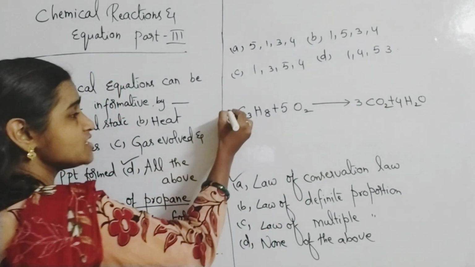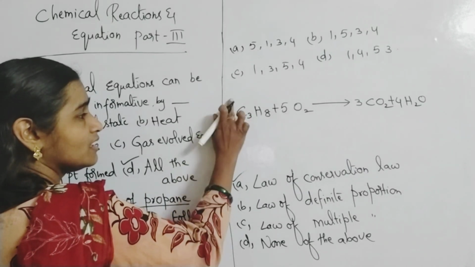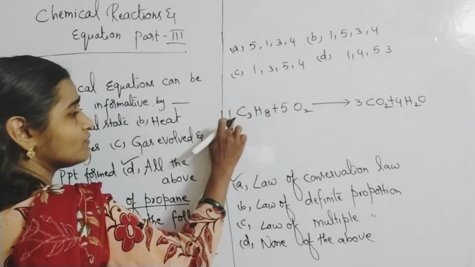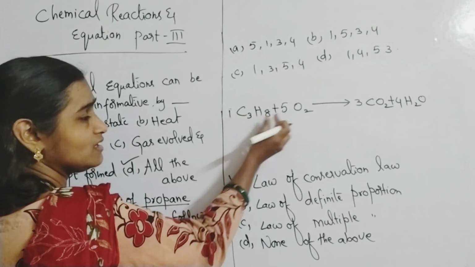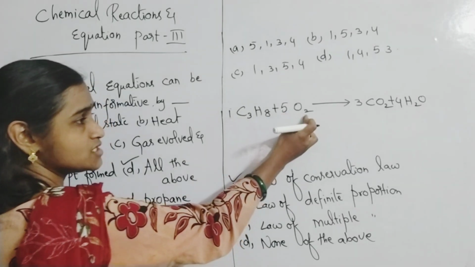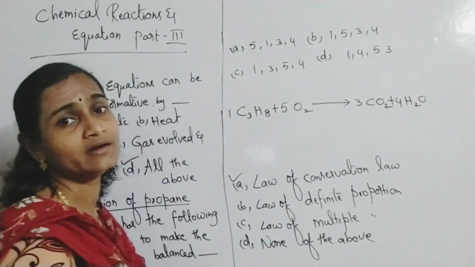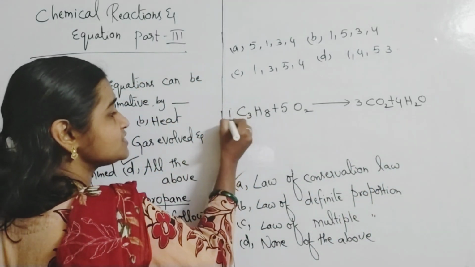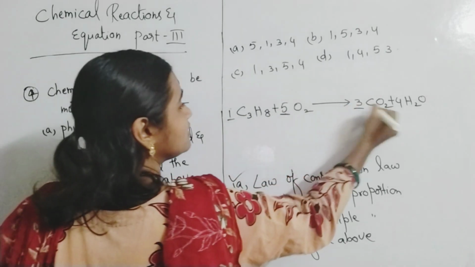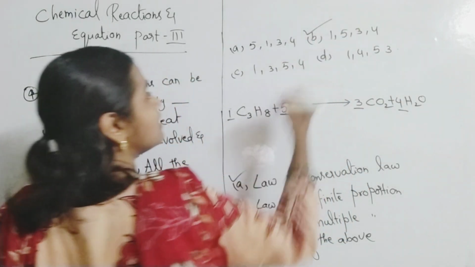Now what coefficients are coming for propane? Here 1 mole of propane reacting with 5 moles of oxygen to give 3 moles of carbon dioxide and 4 moles of water. Okay, so what coefficients you are getting here? 1, 5, 3, 4. That is only the answer here.